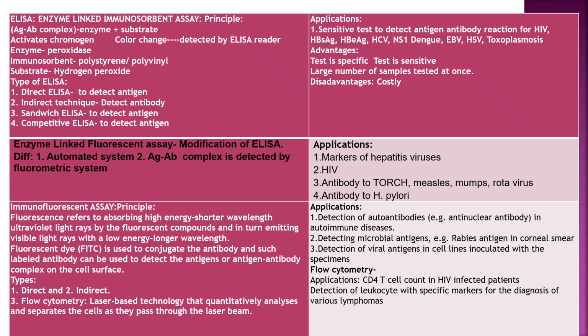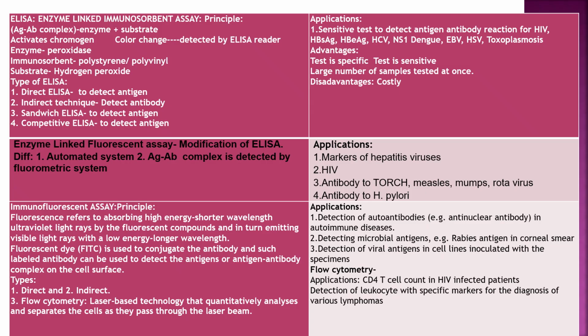Immunofluorescence assay. Fluorescence refers to absorbing high energy, short wavelength ultraviolet light rays by the fluorescent compounds and in turn emitting visible light rays with low energy, longer wavelength. Fluorescent dye is used to conjugate the antibody, and such labeled antibody can be used to detect the antigen or antigen antibody complex on the cell surface. Types: direct, indirect, flow cytometry.